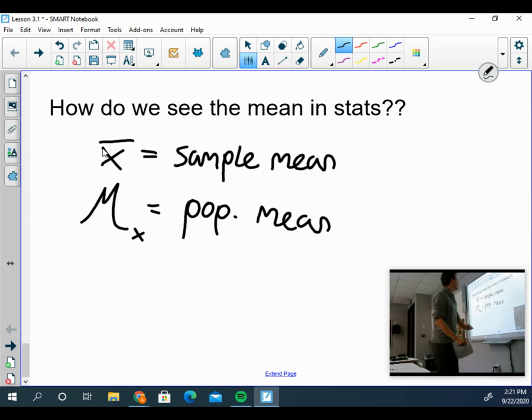And over time, you need to know these. So please write these down. Look on the formula sheet. You're going to see this on that first page. So after you finish watching this video, take a second and go check out that formula sheet. See if you can find out where X bar is and where mu is. And you can see the formulas for sample mean and population mean.